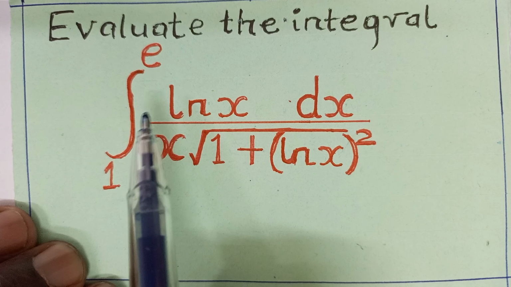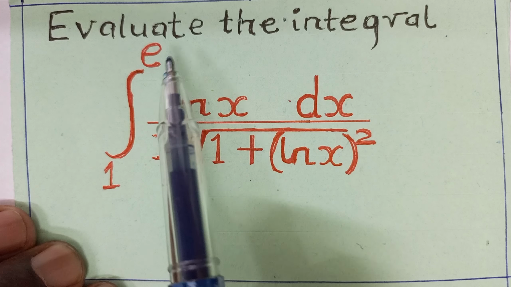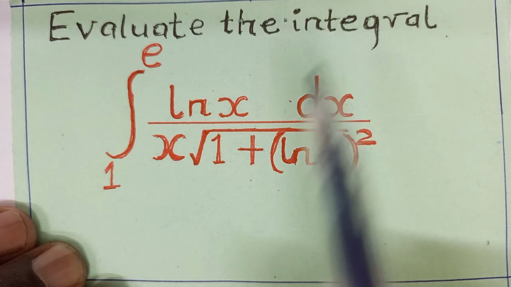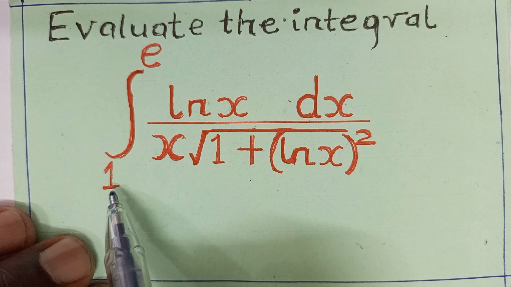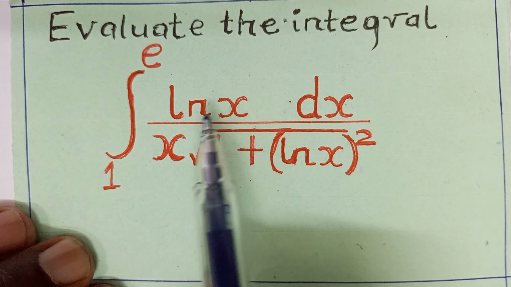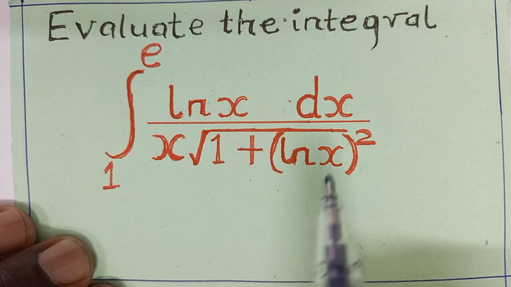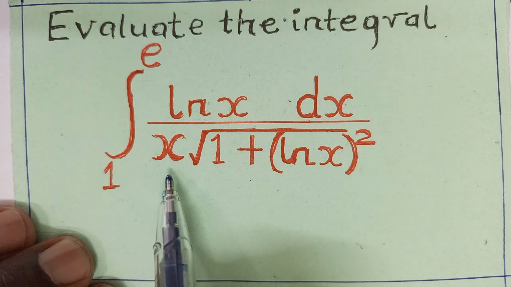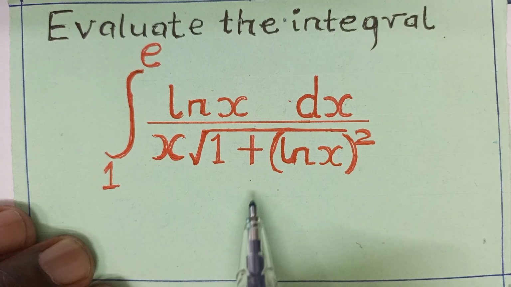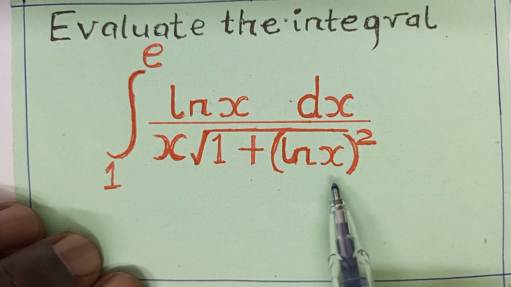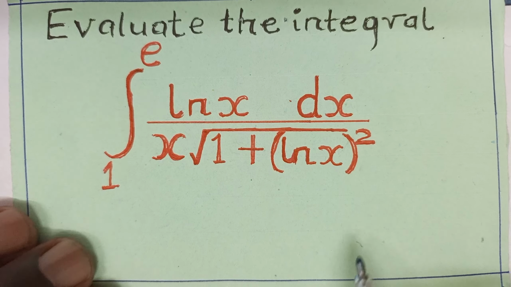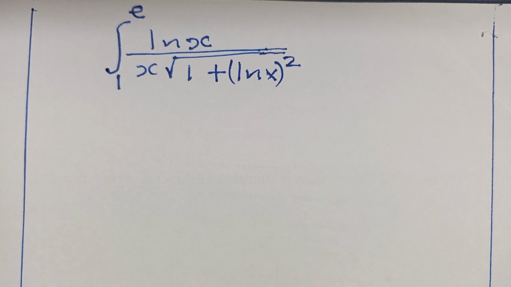Guys, let's do this problem. I read the question. Evaluate the integral from 1 to e of ln x dx all over x multiplied by the square root of 1 plus ln x, all that squared. And so guys, now we do this problem before us.